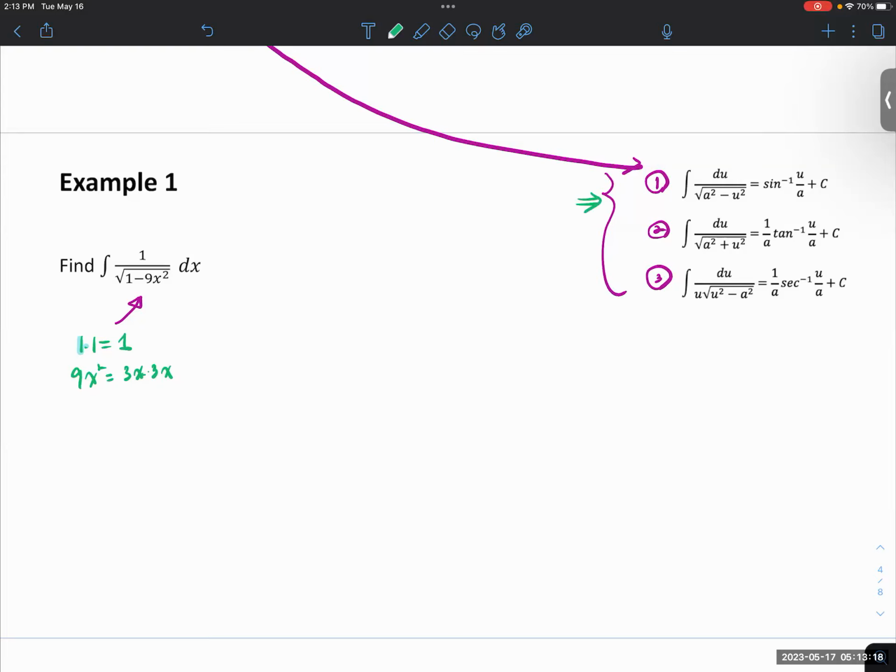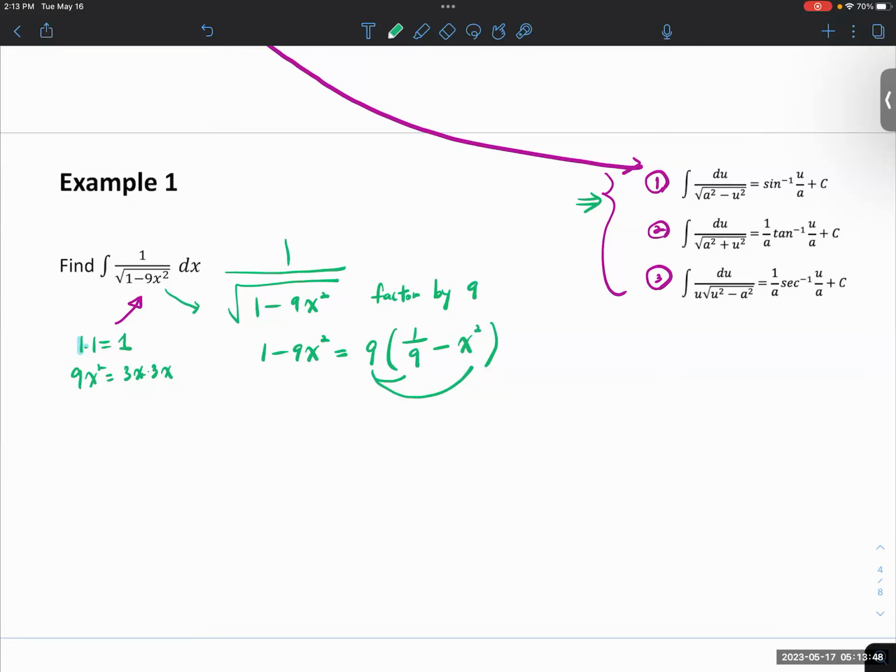Okay. One thing we're going to simplify. Let's factor by 9. What I'm saying is, here we have a radical 1 minus 9x second power. Factor by 9, and then 1 minus 9x second power. If I factor out 9, the inside will be 1 over 9 minus x second power, because if you do the distributive property, it's going back to 1 minus 9x second power.